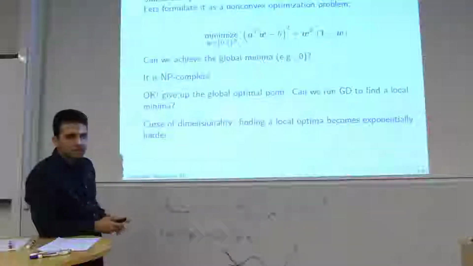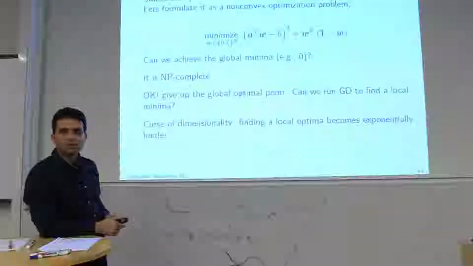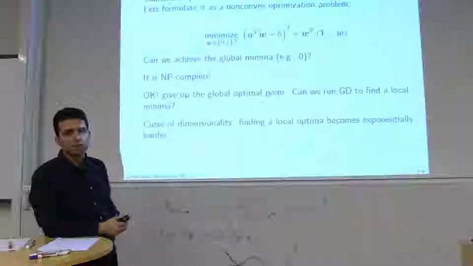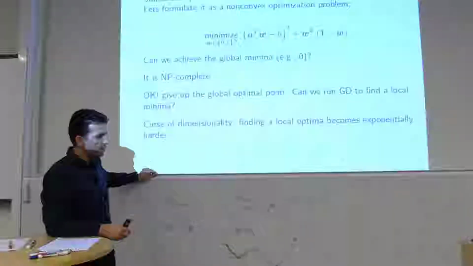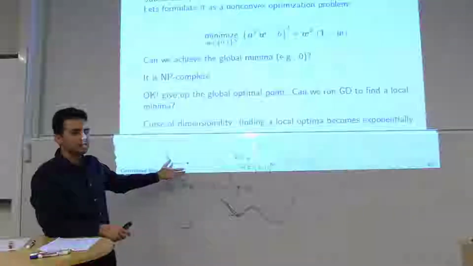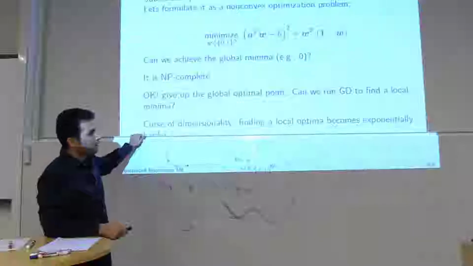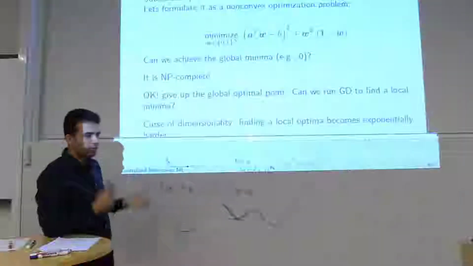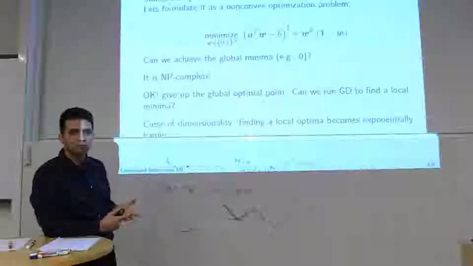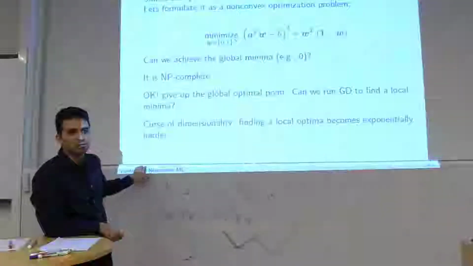So okay, let's give up finding the optimal solution. Can we run gradient descent to find a local solution for this? A local solution again means a point at which the gradient vanishes. We have seen that if the surface is like this, then definitely we cannot find the global one. We may not even be able to find the locally optimal solution. So what can we say? We cannot say that we can find the globally optimal solution. We cannot say that we can even find locally optimal solutions. Then why on earth should we talk about non-convex optimization?